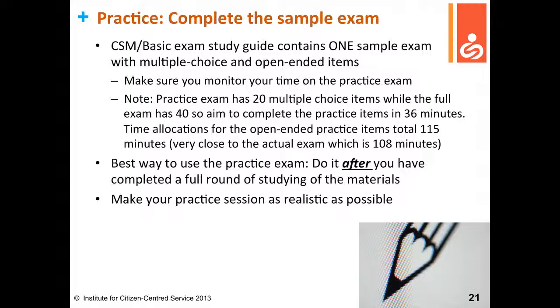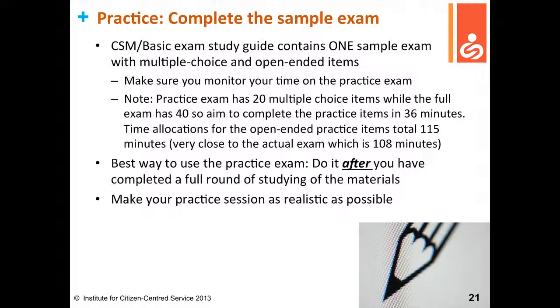What I would suggest is that you save that exam until you've done a lot of your study. And when you've done a lot of your study, then take that practice exam so that you can use it as a bit of a test for yourself to see how prepared you are. Based on your performance, you'll have a sense as to how ready you are and what areas you need to do some additional study in.